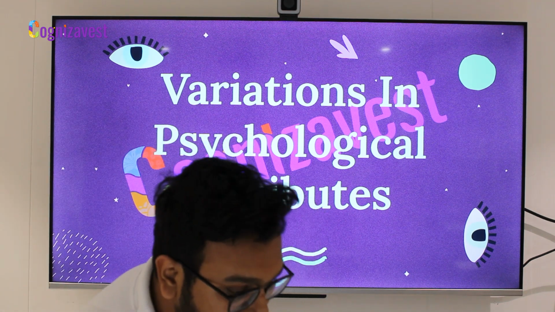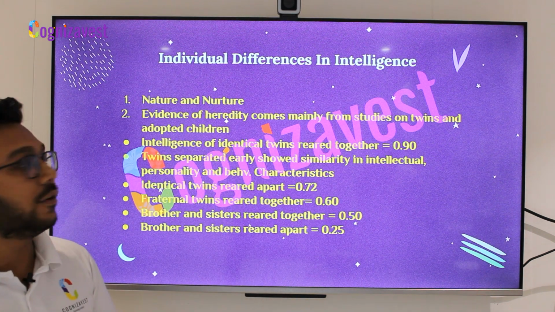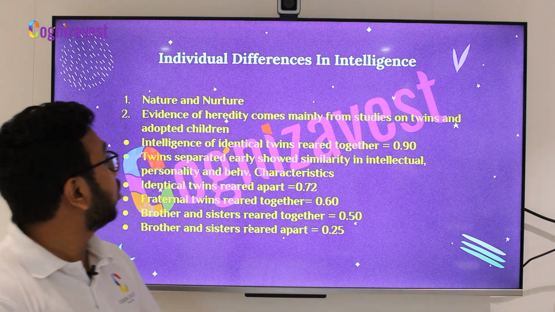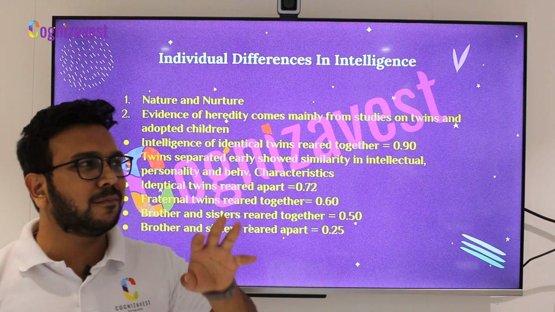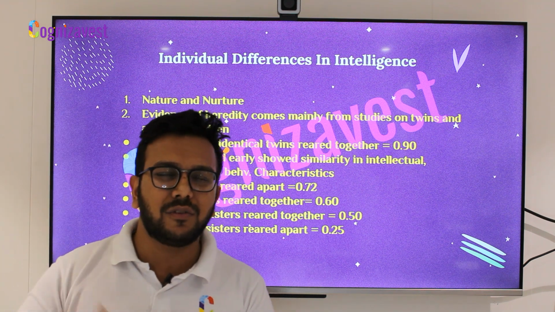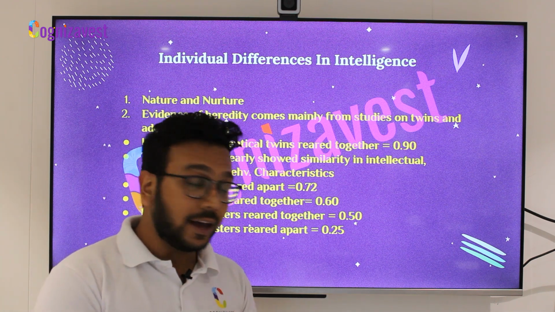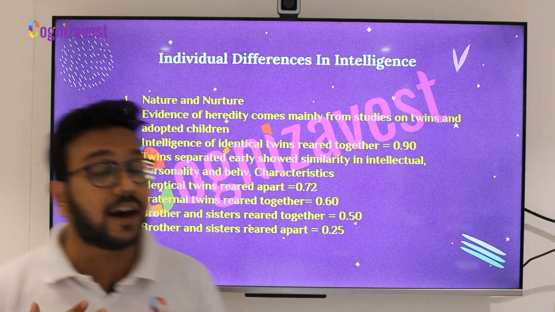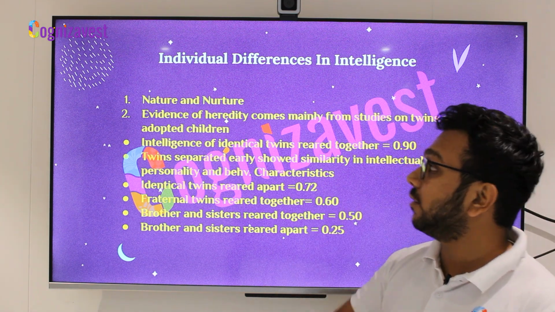Today's topic for chapter number 1, which is variations in psychological attributes, would be individual differences in intelligence. So our first topic is nature and nurture. Ever wondered why someone is more intelligent and why someone is weaker when it comes to intelligence? Is it the role of heredity or the role of environment? Yes, this confusion has always been there.